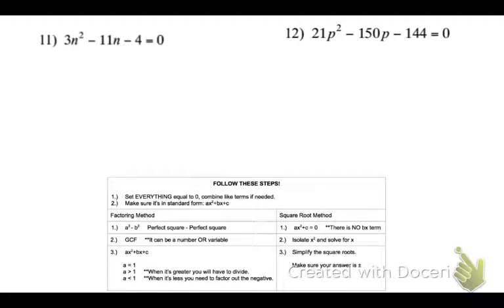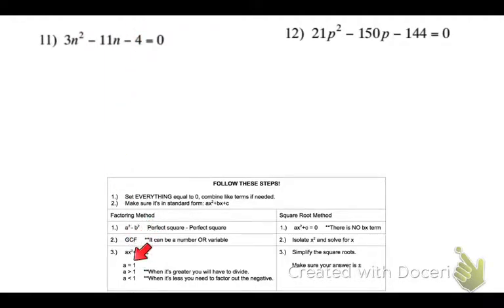I cannot do the square root method because there is a bx term here. So I'm going to look over here and factor it from there. This is not a perfect square minus a perfect square, so I cannot do that. If you look at these numbers, there's no GCF you can take out from all of them. You cannot take out a 3 from 11 and a 4, so you have no GCF here.